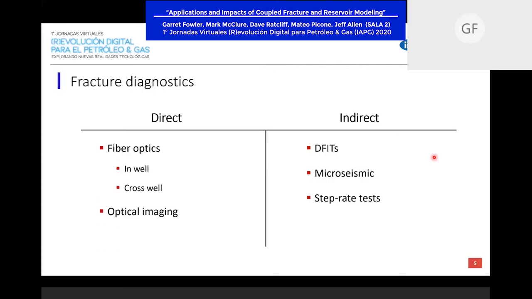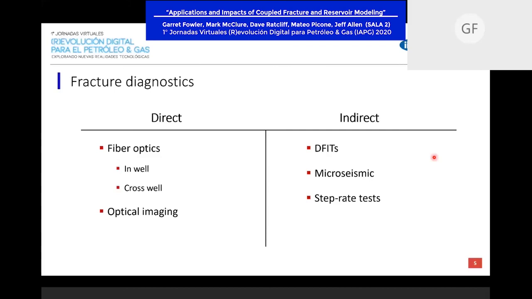So at the beginning, I introduced the objective today is to really talk about how we can incorporate these various diagnostics into the model building process and calibrate. And in doing so, I separate these diagnostics into 2 categories: direct measurements, where the data that we're extracting from the diagnostic is directly measuring that effect.